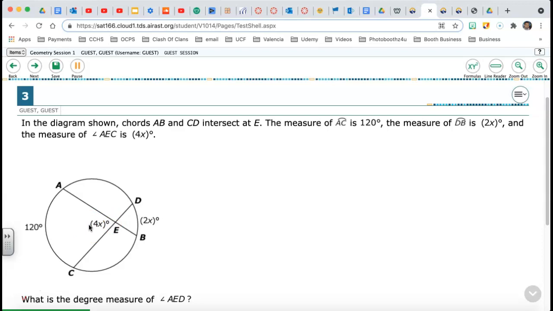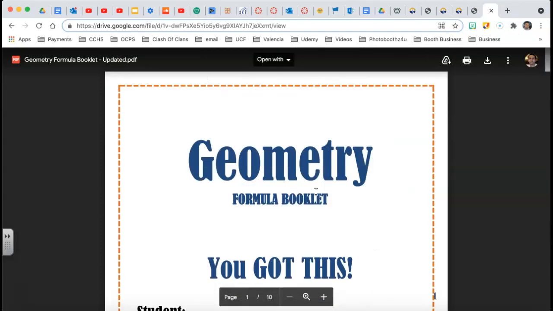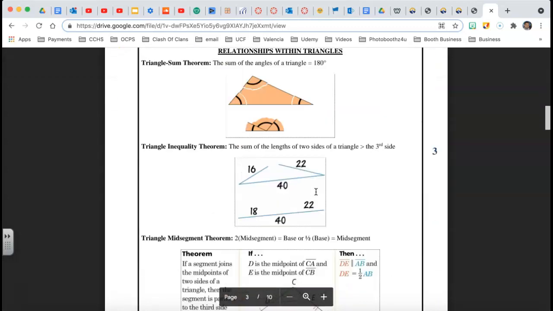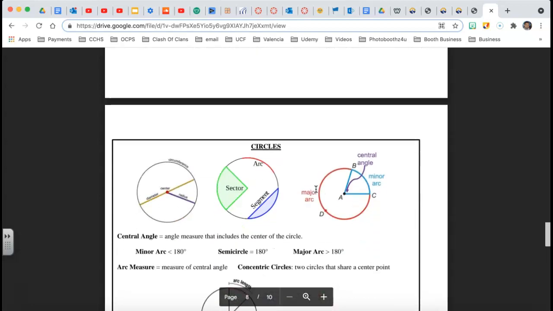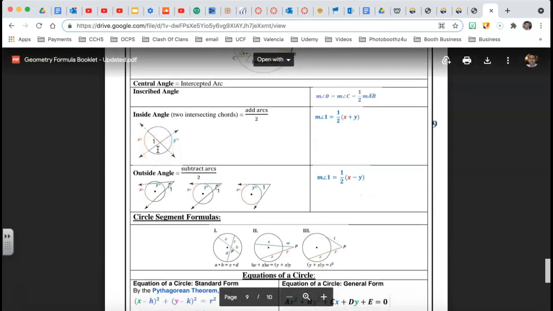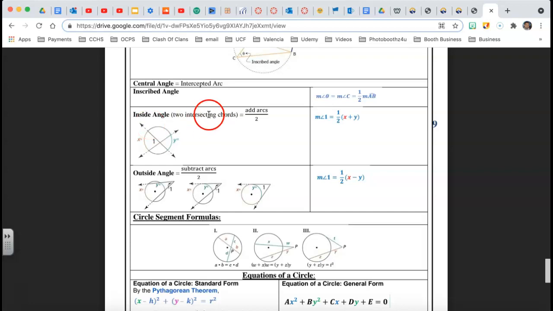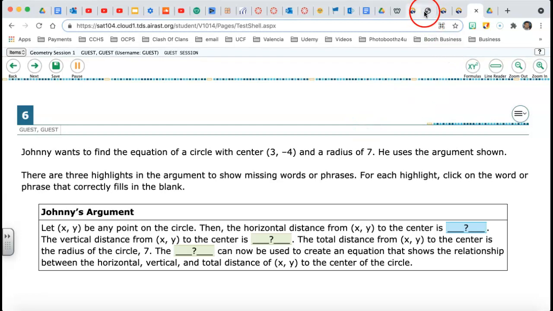Okay, so let me use something from the booklet that I have linked underneath. Remember this just to make sure. Geometry, right? I'm going to use that because here you have all the formulas, guys. So when you're working on this, use them. I'm looking for circles. Circles, circles, more circles. Here we go. Look at this drawing. Inside angle. Two intersecting chords. So you add the arcs and you divide by 2. That's the angle. So angle 1 is x plus y divided by 2. That's what we have.